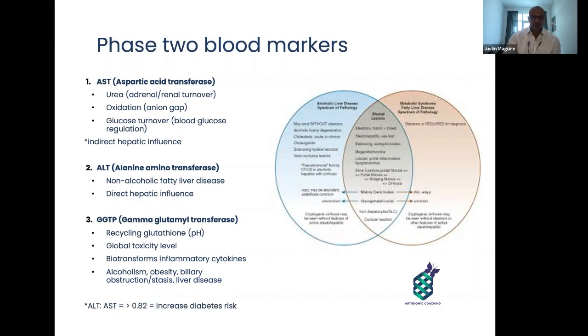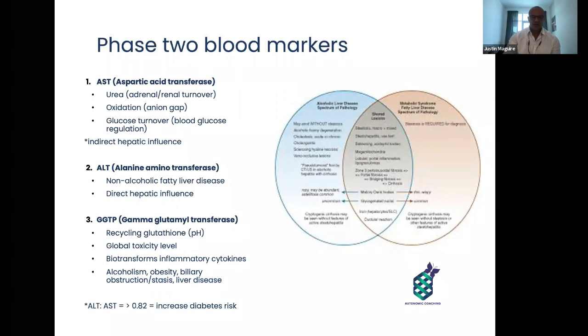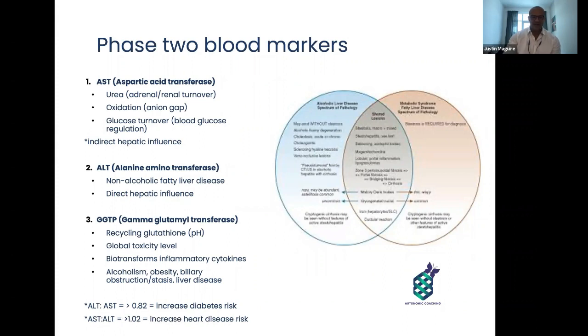Very important, ALT to AST ratio over 0.82 increases the risk of diabetes. So it's not just the individual number, but it's the ratio that both of these markers share between one another. AST to ALT ratio above 102 increases the risk of a heart attack or heart disease.